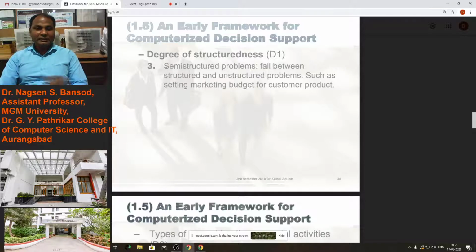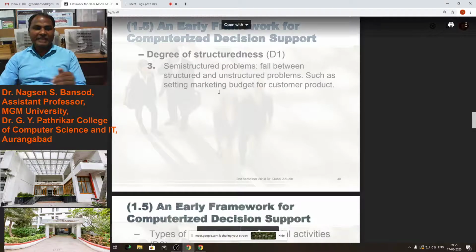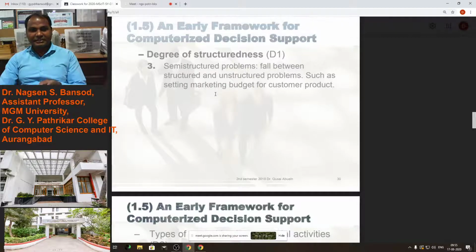Now see, the semi-structured problem falls between the structured and unstructured problems, such as setting marketing budgets for customer product. Semi-structured is an intermediate between structured and unstructured. They set the market budget and customer product.